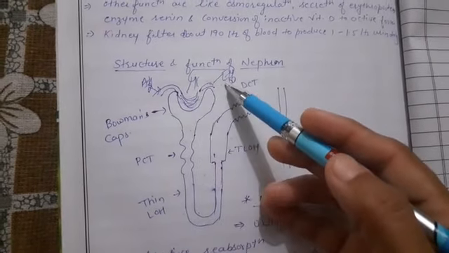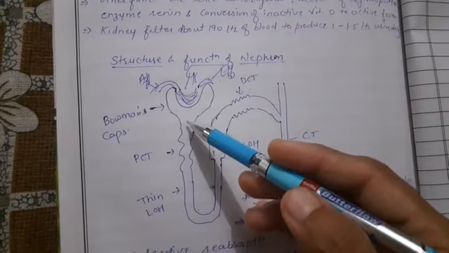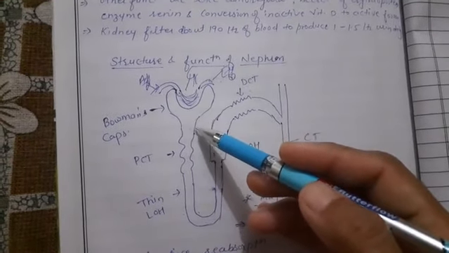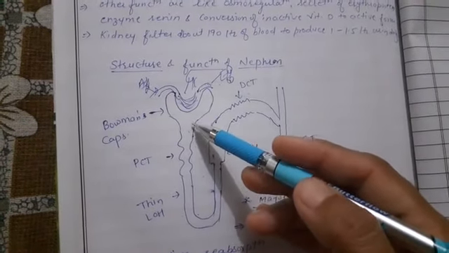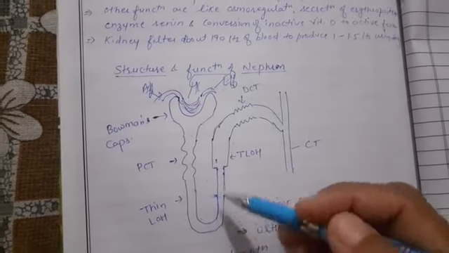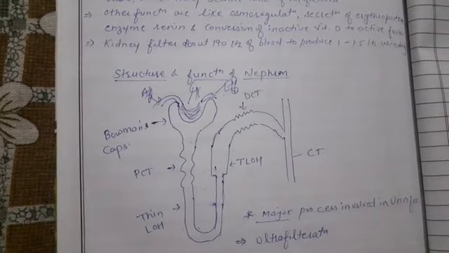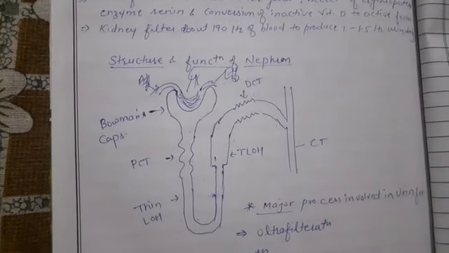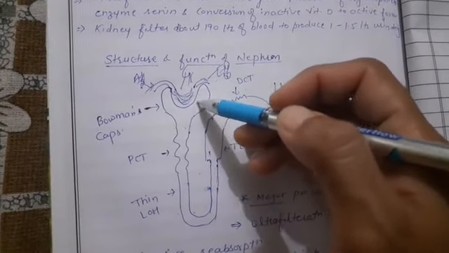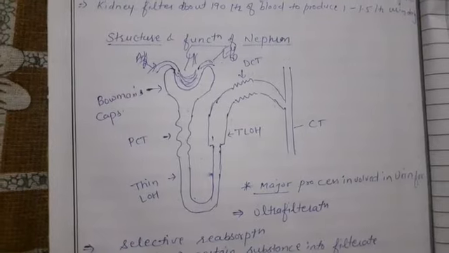The rest of the blood passes through this vessel. Here, along with the waste material, many useful substances also pass down into the Bowman's capsule. So these are reabsorbed during the movement along this whole pathway. The major functions involved in this filtration are ultrafiltration, which takes place within the glomerulus and Bowman's capsule. Then the next one is selective reabsorption.